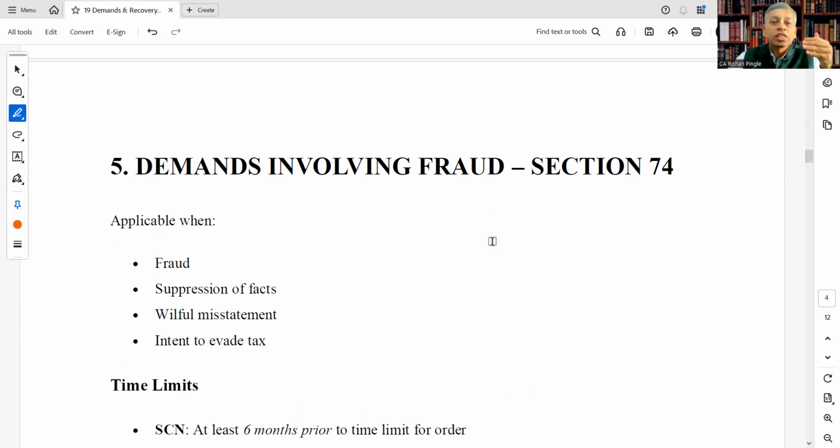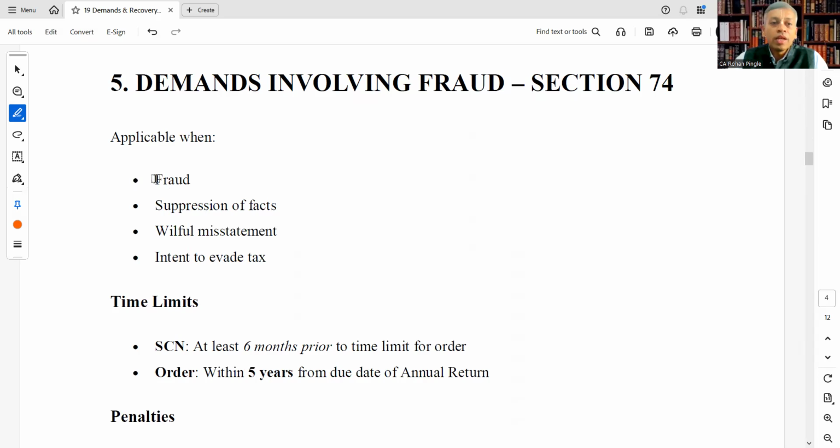Now we will see section 74, demands involving fraud. It is applicable when there is fraud, suppression of facts, willful misstatement, and intent to evade tax. These are the basic requirements to invoke section 74. So when the department wants to invoke section 74, the case needs to fall into this, either fraud or suppression of facts or willful misstatement or intent to evade tax.